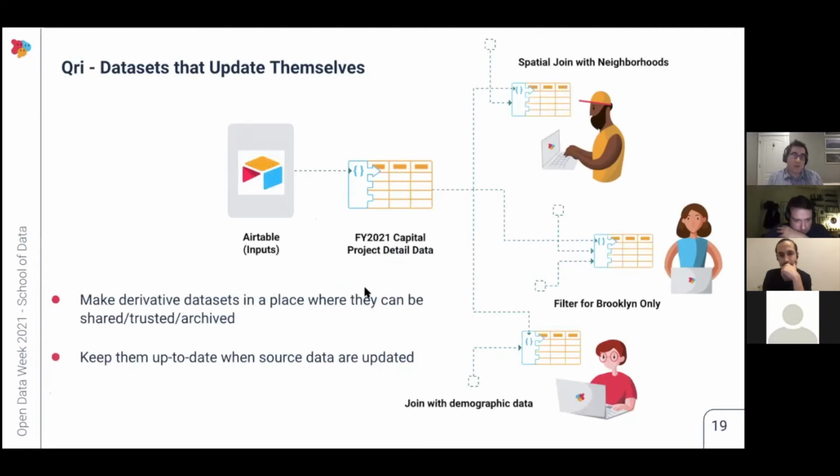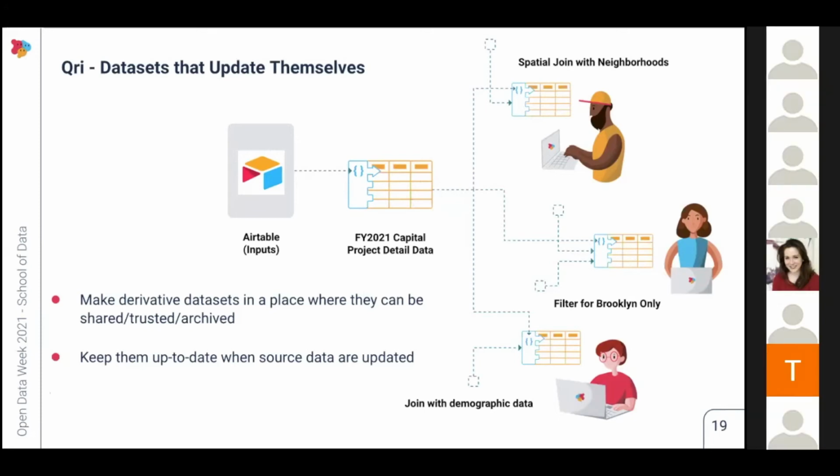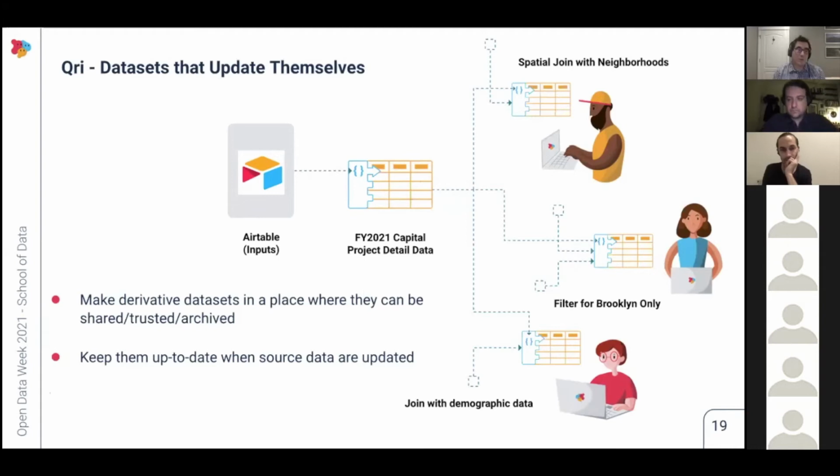What that would look like for this project is that we pull down data from Airtable into this FY 2021 Capital Projects detailed data set. Then there are three different users that want to consume that bulk data. This person may want to join it with neighborhoods, this person may want to filter it for Brooklyn, and this person may want to join it with demographic data. Each of those processes in the normal data analysis world would have happened inside a Jupyter notebook or in a script somewhere running on their machine. So what we're trying to do is elevate these common data practices to a place where they can be shared, trusted, and archived. Those derivative data sets may be useful to other people as well.